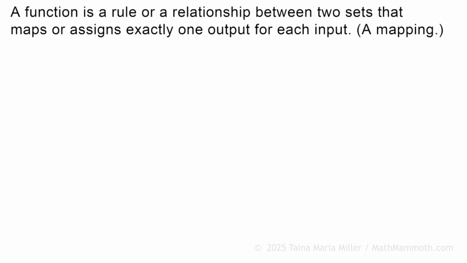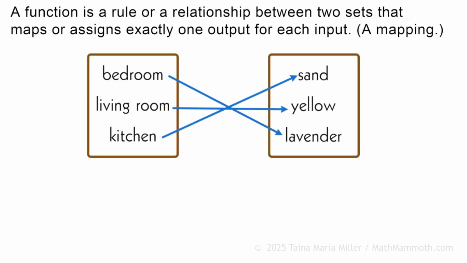Let's look at some examples. Here's an example, and this set here is my set of inputs. There's three elements there, three things, and this is my set of outputs. Again, there's three things there. So these are the inputs, and these are the outputs. We see that bedroom is mapped to lavender, kitchen is mapped to sand, and living room is mapped to yellow. So each room has its own color. This is a function, because for each input there is one output.